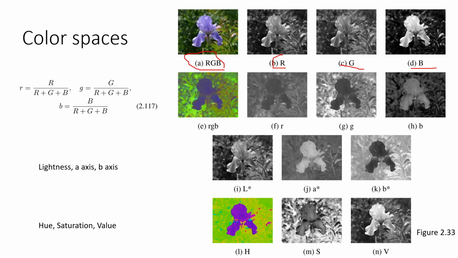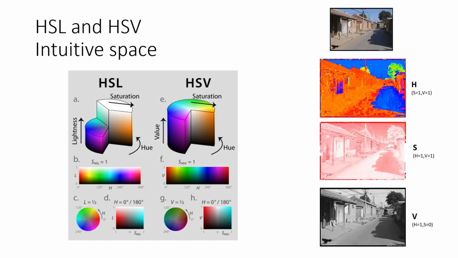And there also are L star, A star, B star, and the hue saturation value. Let's take a look at what they are. First, the hue saturation value, the HSV color space. This is an intuitive color space. For most people, when we see a color, we have a sense of whether it is brighter or darker. If they are red, yellow, green, blue, purple, it looks like a circle. So this is the hue.